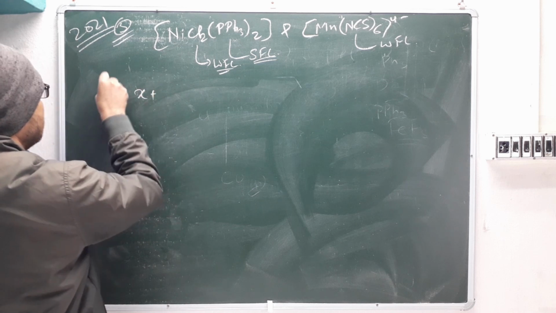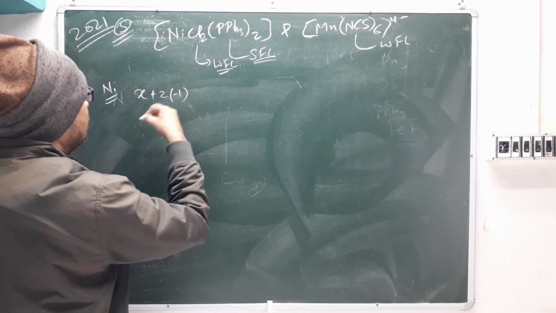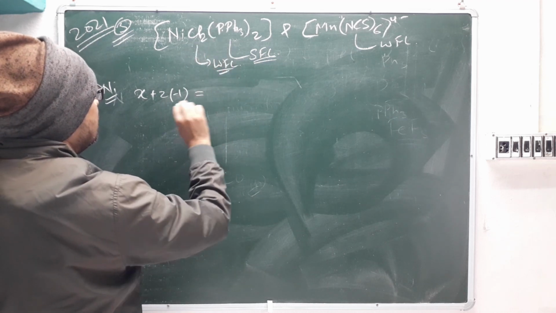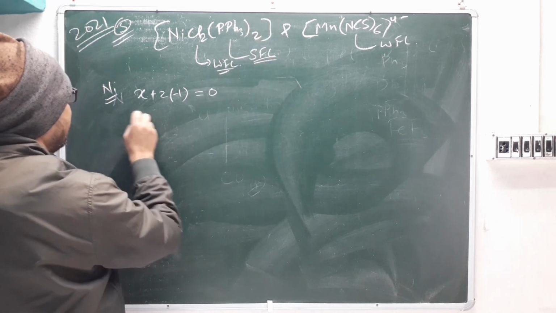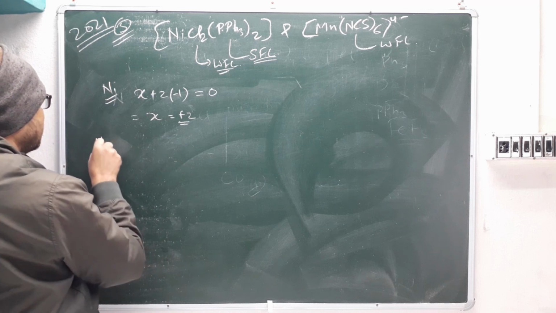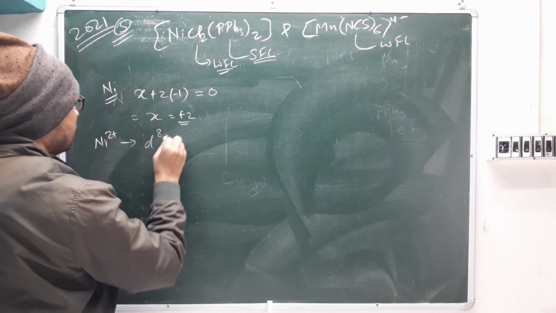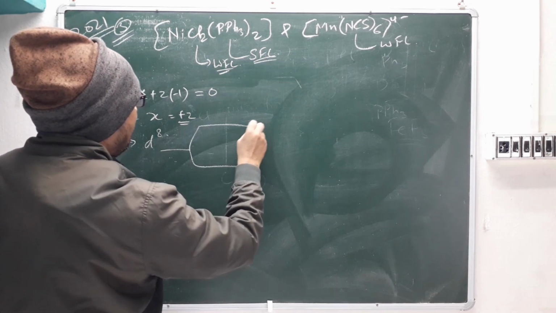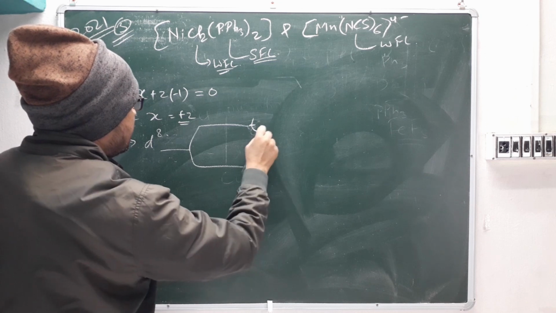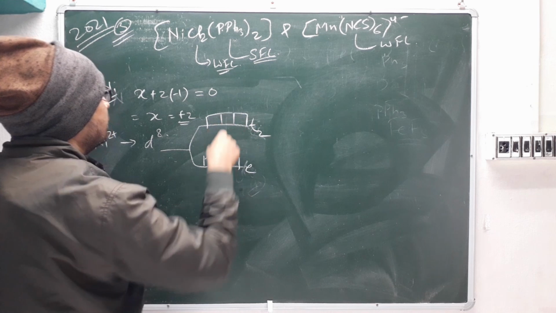So X plus 2 into minus 1. Here the contribution of PPh3 is 0 because the lone pair is contributing, so it will simply be 0. So X equals plus 2. So nickel is in plus 2 state. Now plus 2 state will be d8, correct? It splits into e and t2. Here it will be 2 orbitals, here it will be 3, right?